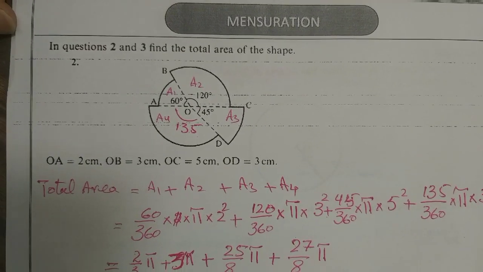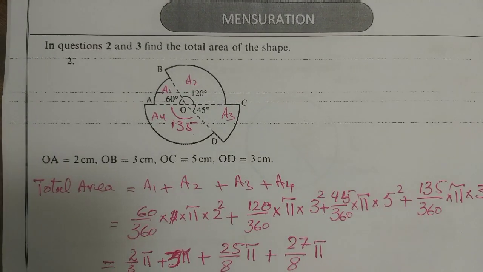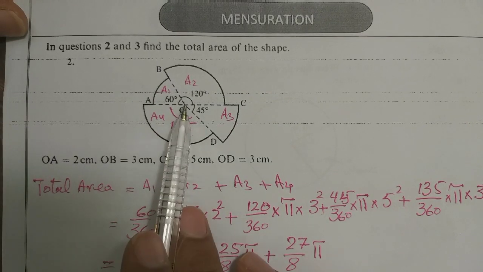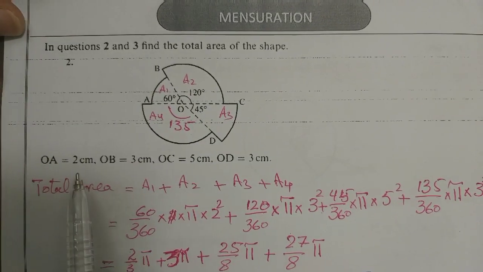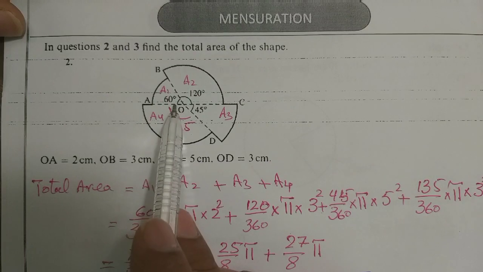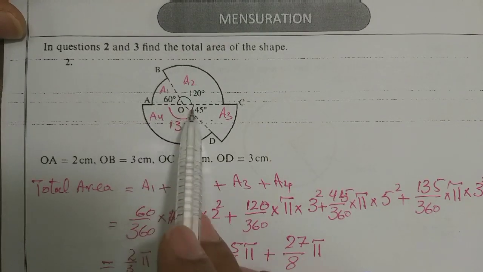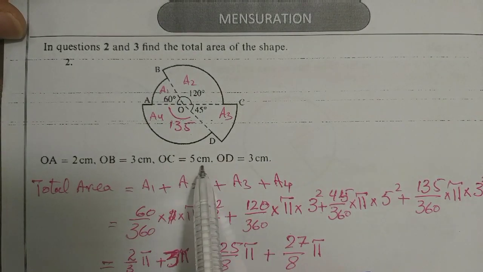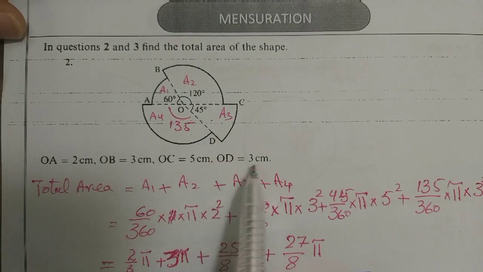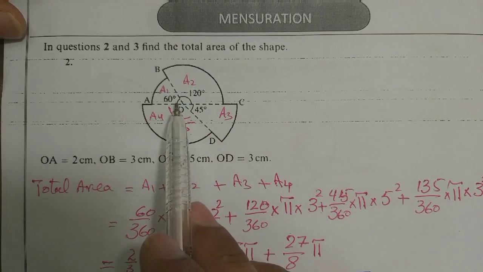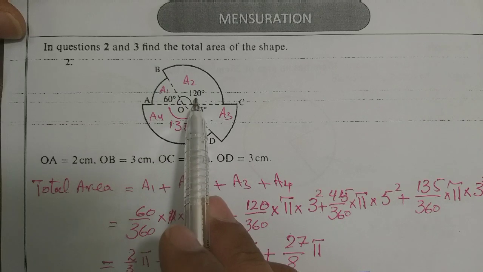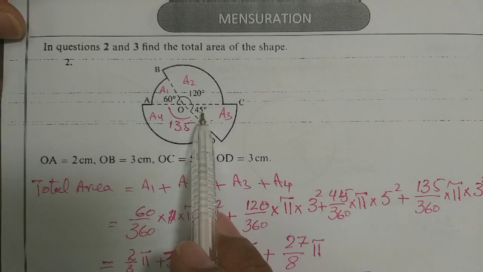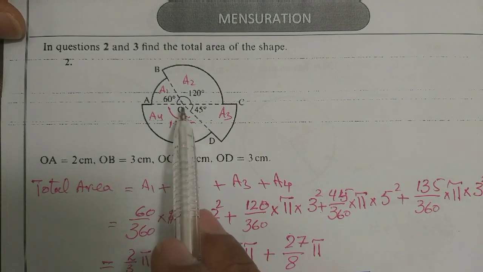Okay, so here in question number 2, we are given the length O to A. O to A equals 2 centimeter, so this length is 2 centimeter. O to B is 3 centimeter. O to C equals 5 centimeter. O to D equals 3 centimeter. We are given the first angle 60 degrees, second angle 120 degrees, the third angle 45 degrees, and the fourth angle we don't know.